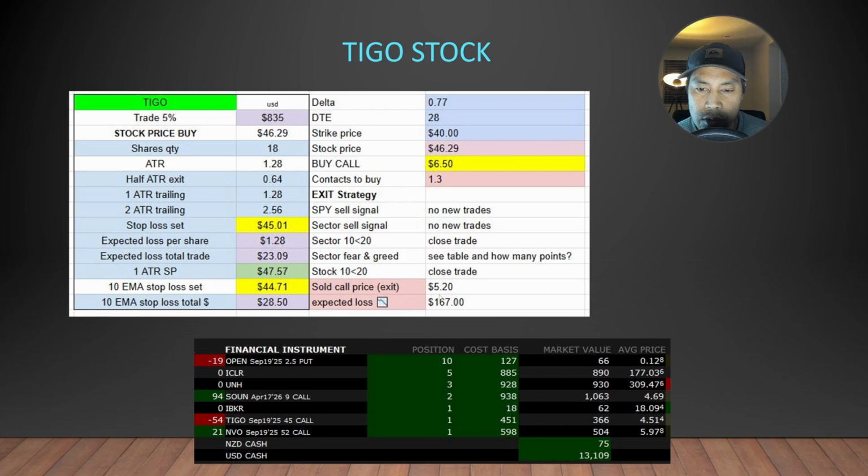Down here I will sell the contract. So if I bought it for $6.50, I will look to sell at about $5.20, which means an expected loss of $167 if things go south. Or if they go pretty well, then I'll be getting some gains and then rolling this options contract up and taking profits, but still being in the trade.